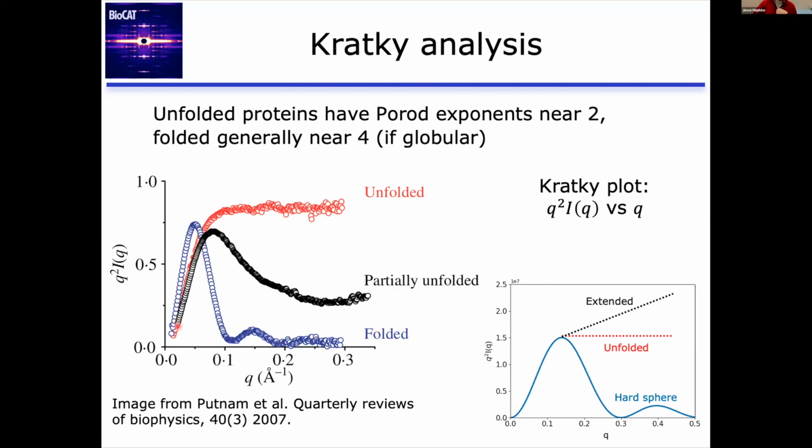On the other hand, if you have something that's unfolded, Q squared times Q to the negative 2 is constant. So it's going to come up and level out in a plateau. Something that's partially unfolded or has flexibility but isn't completely unfolded is going to do something in between. And it's not on this plot, so I always include this little extra bit. If you have something that's really extended in solution, it's going to come up and just keep going up like this.